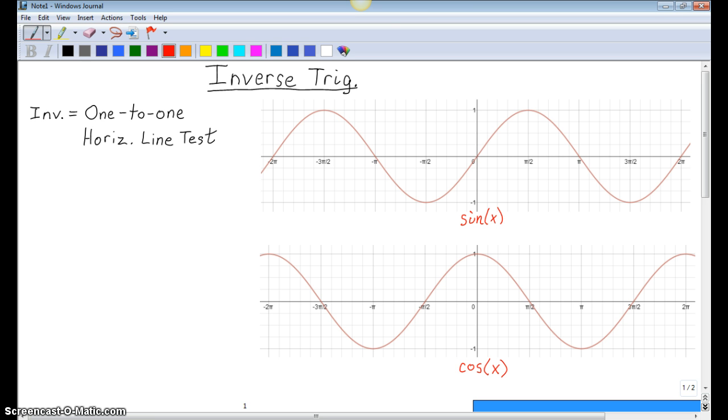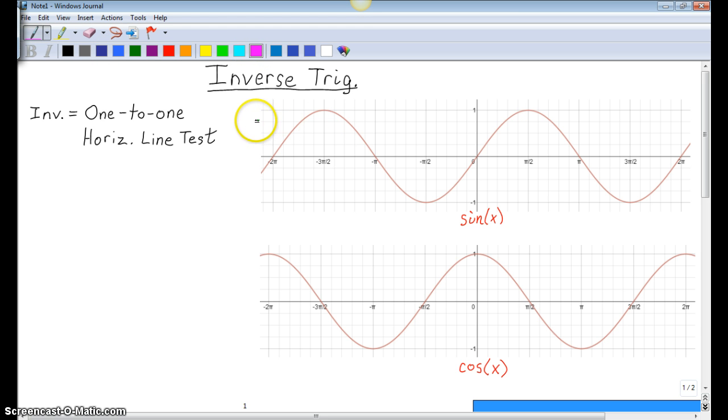So if you go back to polynomials in first semester, when we talked about inverse functions, what we did was we checked to see if a function had an inverse. And we did that by drawing a horizontal line through our graph. If the horizontal line passed through our graph exactly one time, then it had an inverse. But if one horizontal line passed through our graph more than once, then it did not have an inverse. So here's what we have.